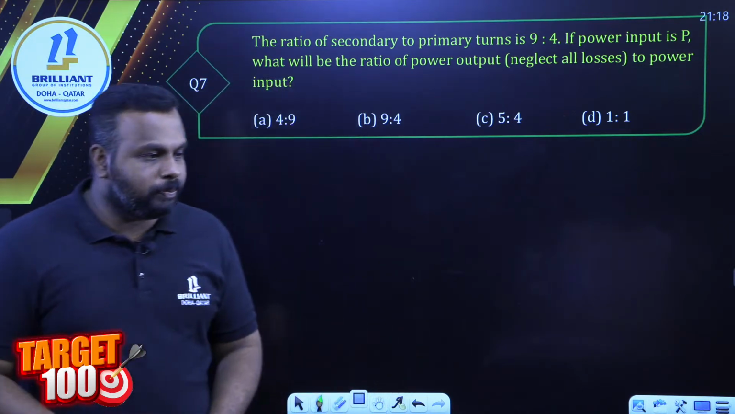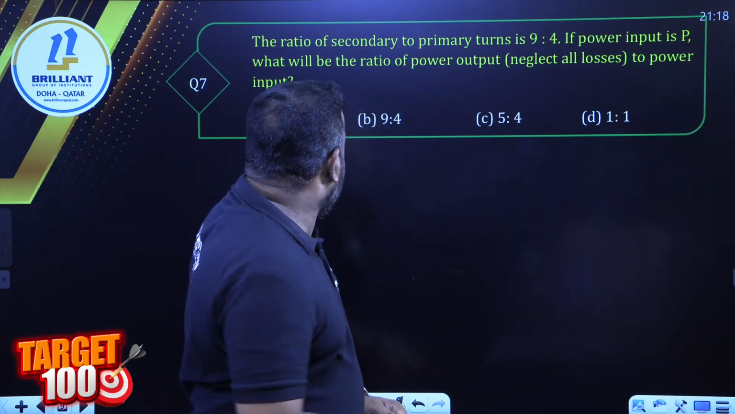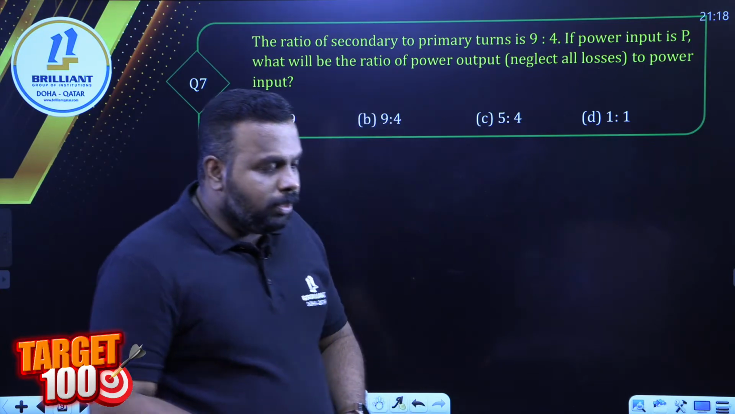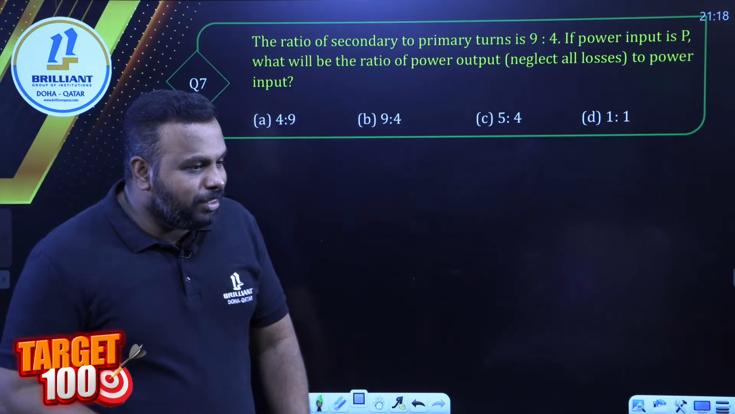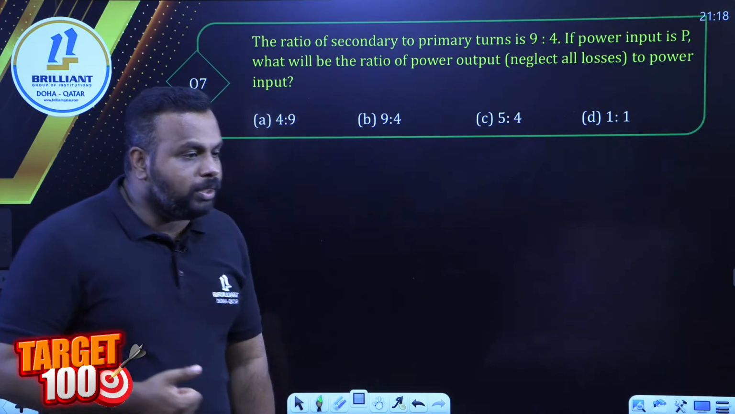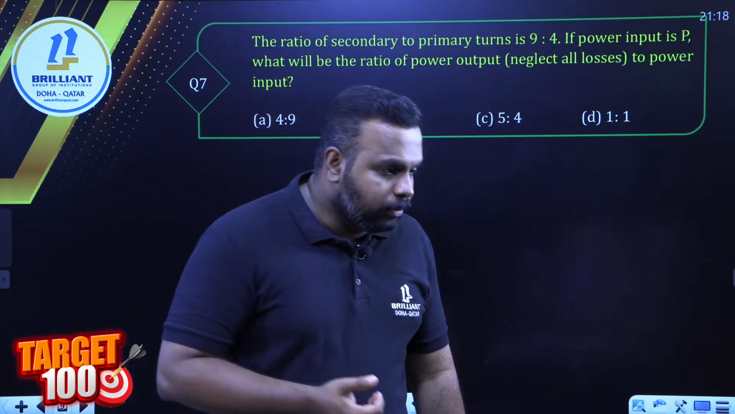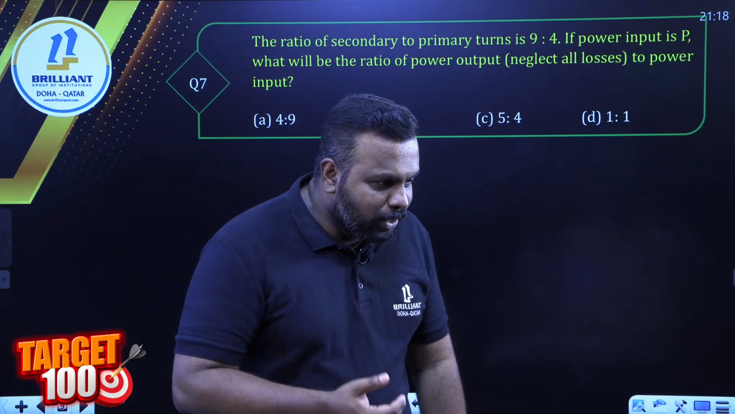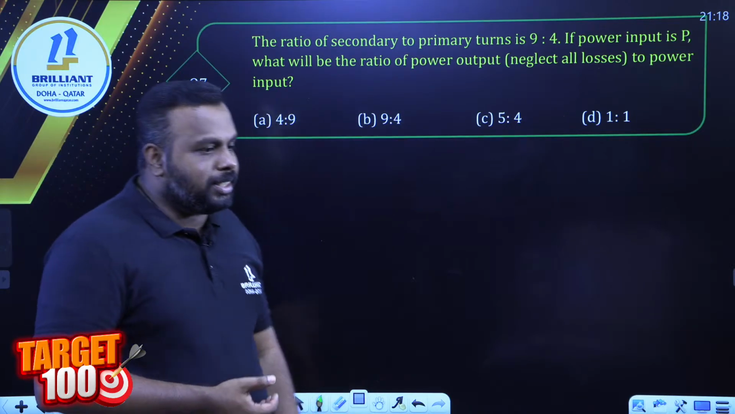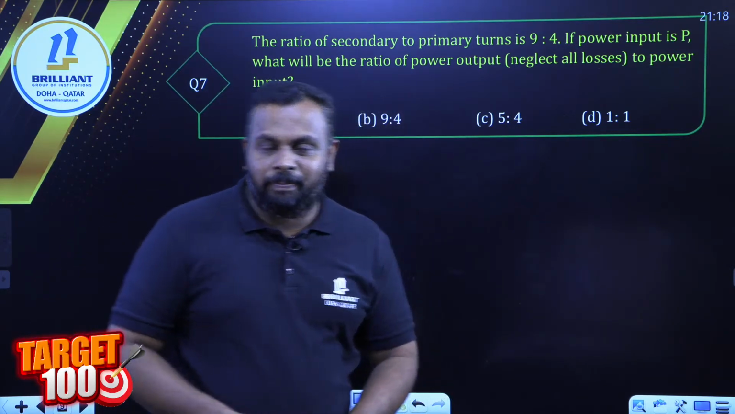Make it fast. I can see option A. Others also, make it fast. Output power to input power of this question. Yes, so far the right answer I got is from Fahad, very good. My dear children, it is option D.